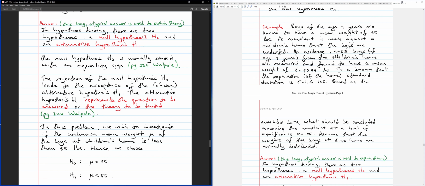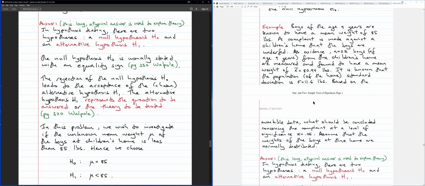What you do is you take 25 of them, measure the weight, and take the average of that. What you get is an observed value for your sample mean, which is 80.94. Now, you're given that for the population of the weights of boys 9 years old, the standard deviation is 11.6.